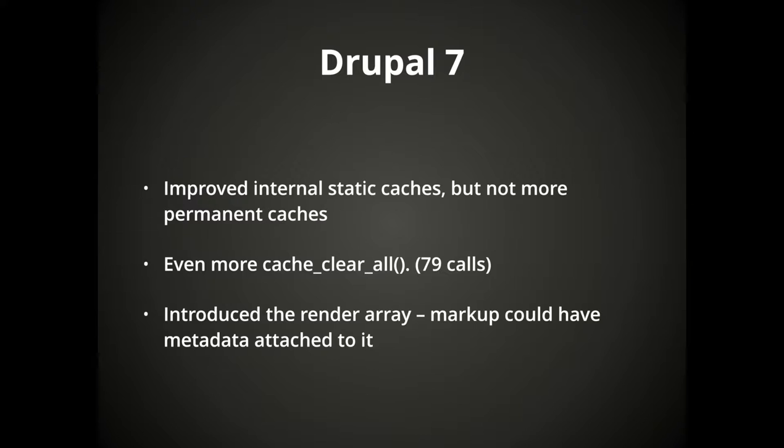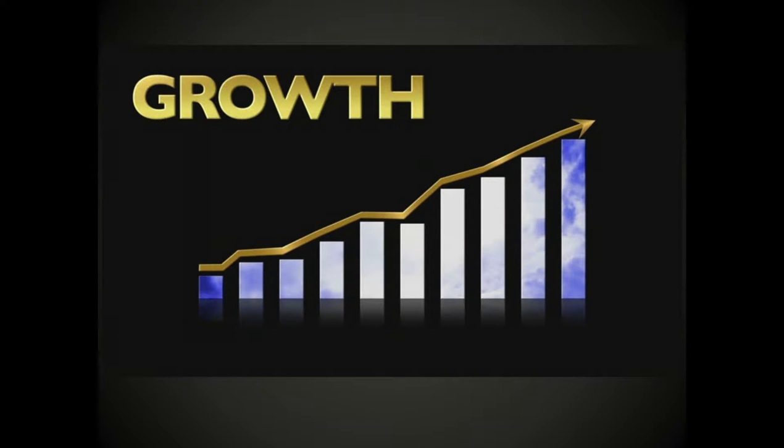that's scary. Also, Drupal 7, this is big, introduced the render array concept. Now, who knows what a render array in Drupal is? It was really a form array in 4.7, but it really became a generic way of describing markup in Drupal 7 for the first time. And you actually had a render array that represented your whole page markup, all the regions. And it could have metadata attached to it, although it didn't do a lot with that, but that's going to play in big. But yeah, all those cache clear alls, there's a solid growth trend there.